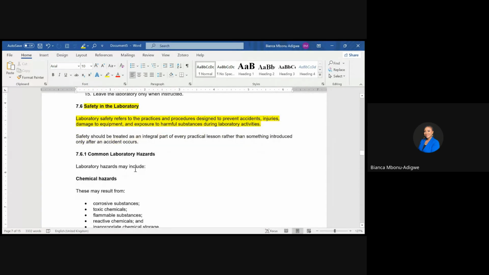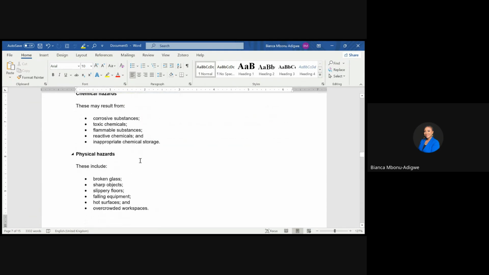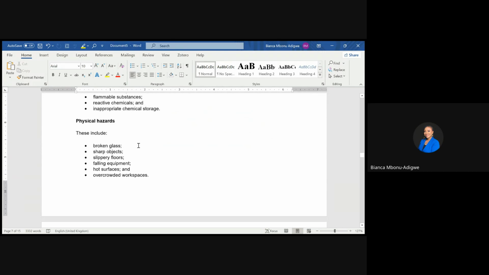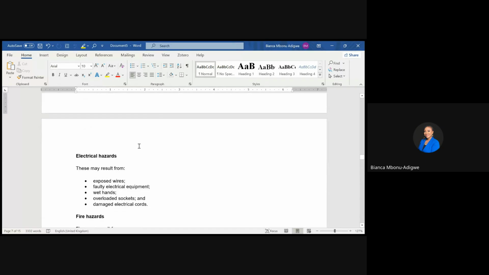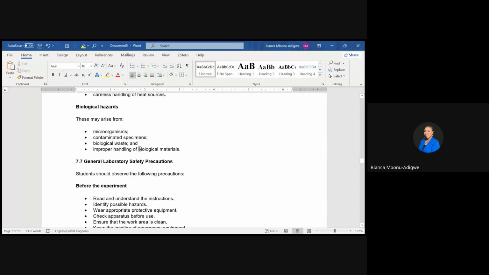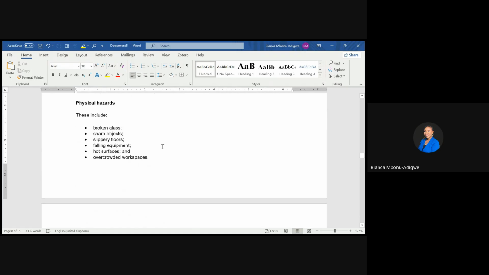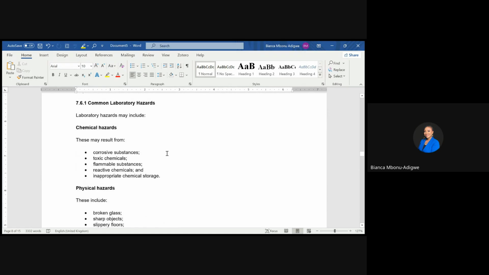There are some common hazards that happen in the lab. We usually classify them into four. We have the chemical hazards, the physical hazards, electrical, fire, then, okay, biological. Yeah, that's when we talk about biological materials. Okay, now, the common lab hazards, we usually talk about four of them, but now we talk about five. The first one is the chemical hazards.